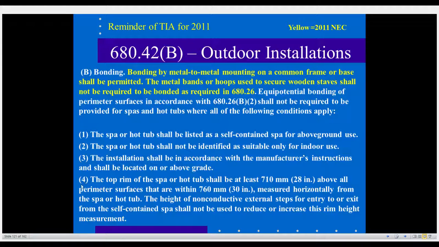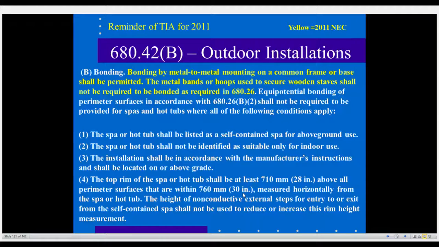And then lastly, number 4, which tends to throw a lot of people off, and I wish I had a graphic for it, and I do not, so I will try my best to paint you a visual picture here. It says the top rim of the spa or hot tub shall be at least 28 inches above all the perimeter surfaces that are within 30 inches. So you go out 30 inches in all directions from the top of the spa or hot tub, and you have to make sure that it is at least 28 inches from that perimeter surface up to the top of the spa or hot tub. It has to be at least 28 inches up.